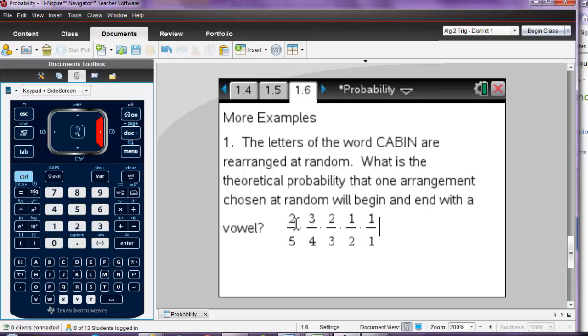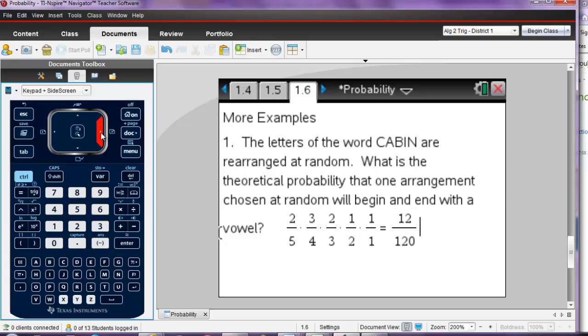And then you do the math. You just multiply straight across. 2 times 3 times 2 times 1 times 1. 2 times 3 is 6, times 2 is 12. So my numerator is 12. And the denominator, 5 times 4 times 3 times 2 times 1. Notice that's 5 factorial, or 5P5. The letters can't repeat, so it's a permutation. 5 times 4 is 20. 3 times 2 is 6. 20 times 6 is 120. And you can leave that fraction alone. 12 over 120 is perfectly fine.